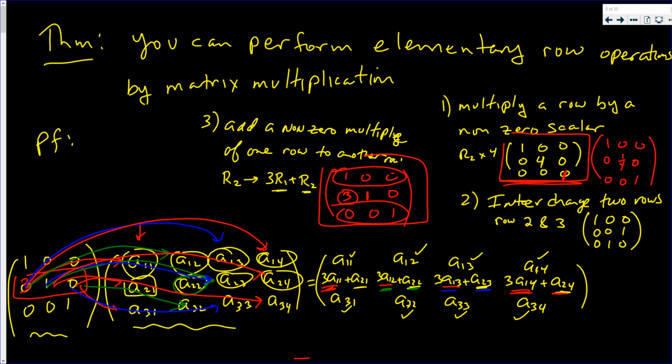If we interchange row 2 and 3, well, if you want to get back to where you started from, interchange row 2 and 3. And this is the matrix that does that. If you want to undo adding 3 times row 1 to row 2, you know what you do? Take away 3 times row 1 and add that to row 2. So all of these have inverses, which is very important.